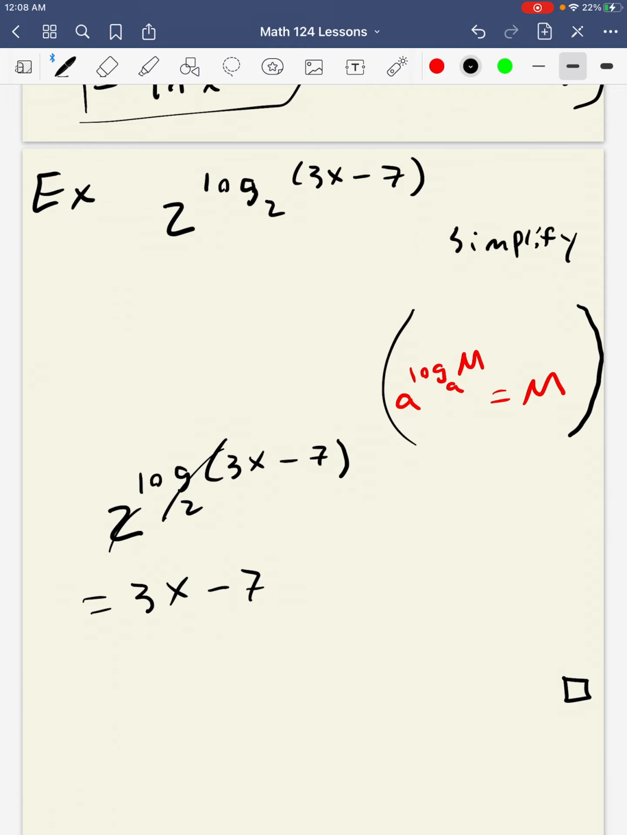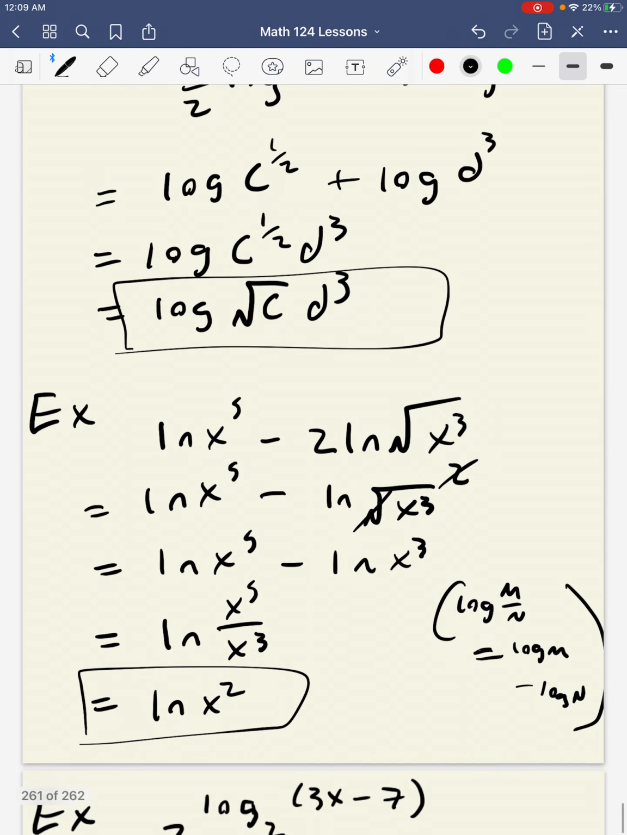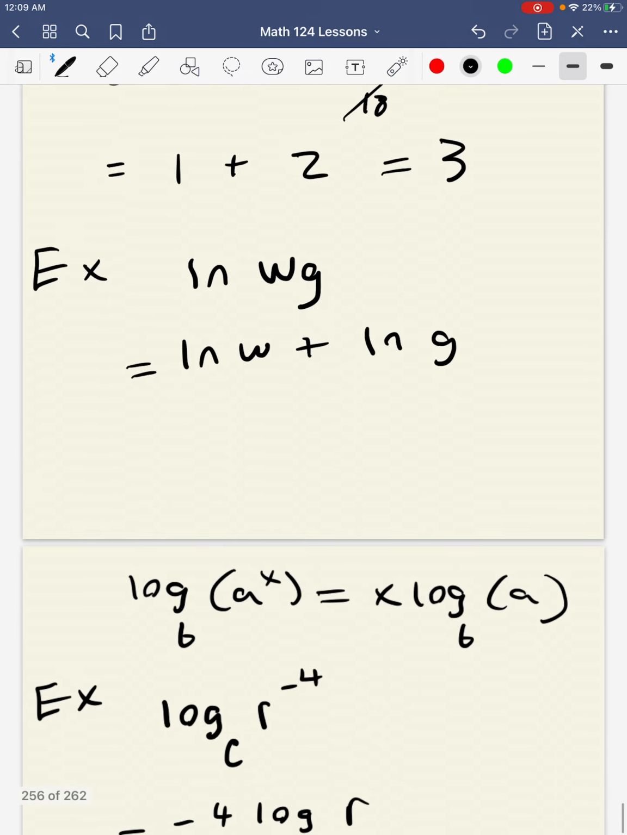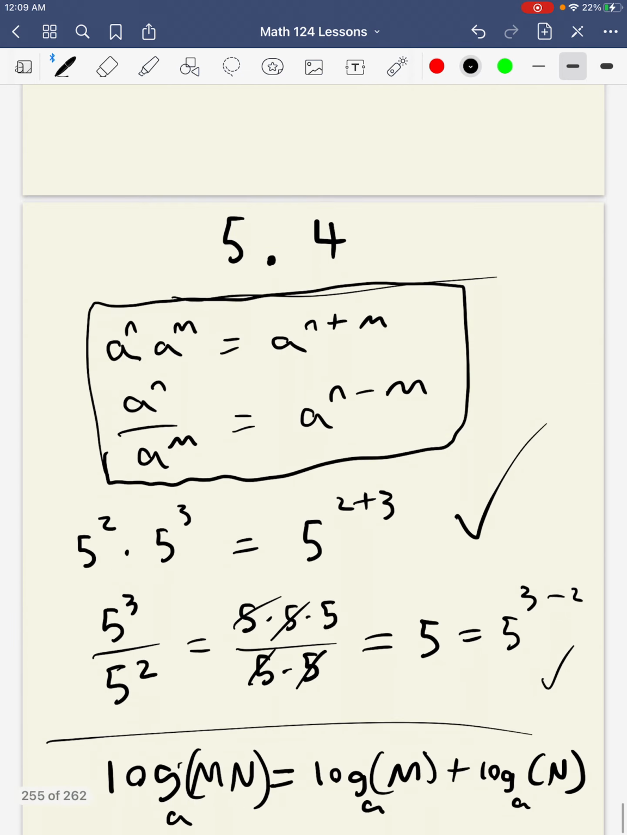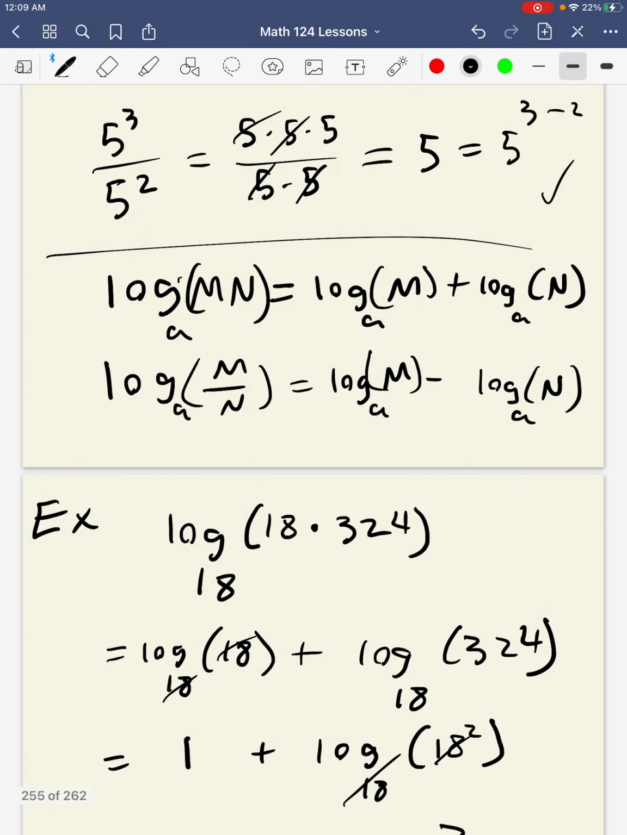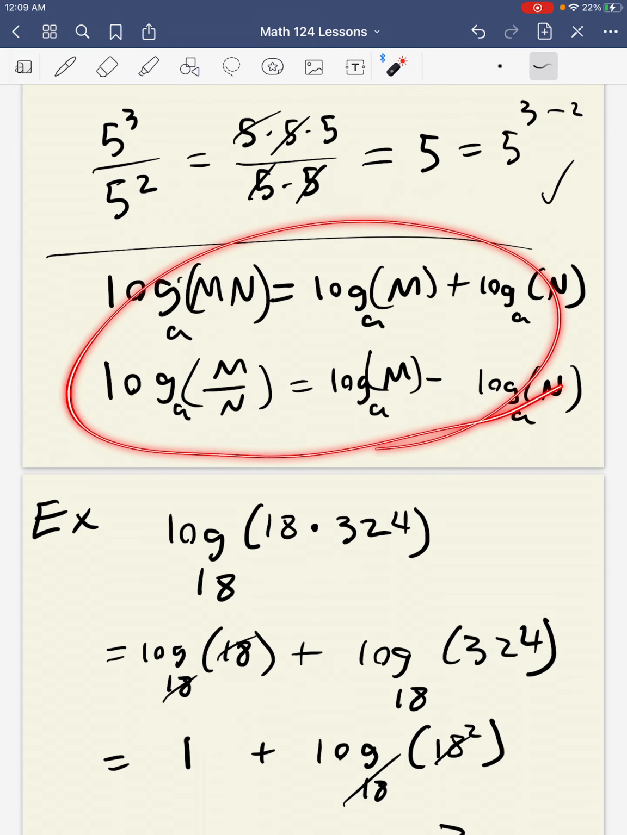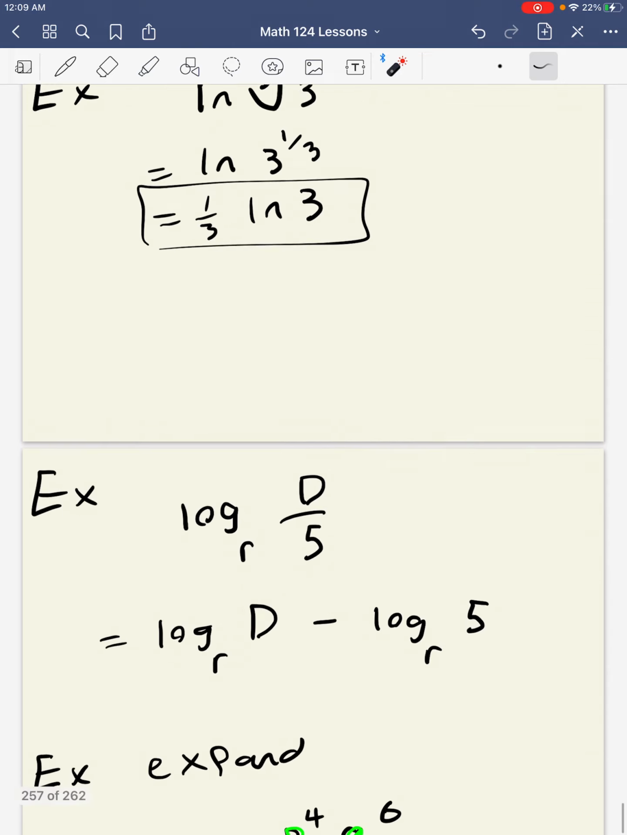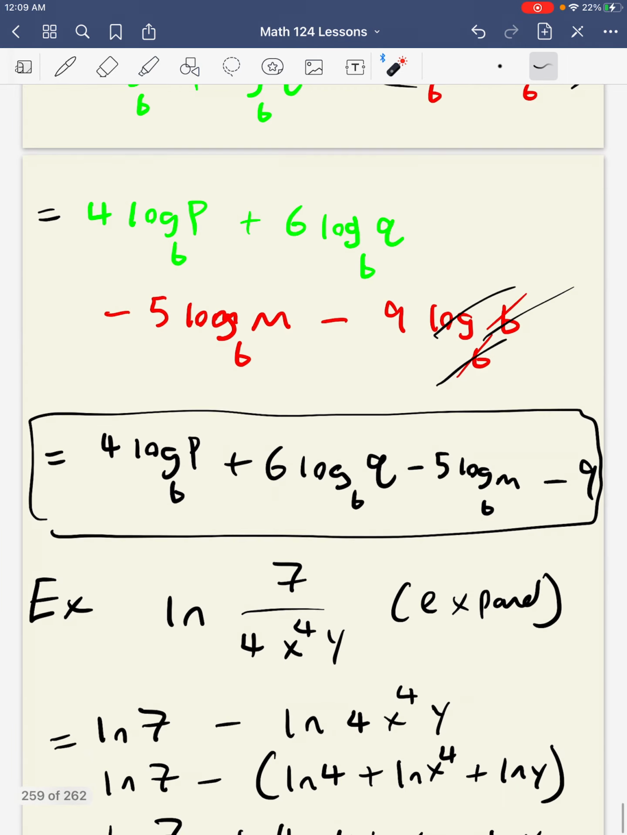Okay, and we'll just end this lesson here. So again, all we were doing in this section was just plugging into the formulas here, the addition and subtraction formulas, and we occasionally used the exponent formulas.